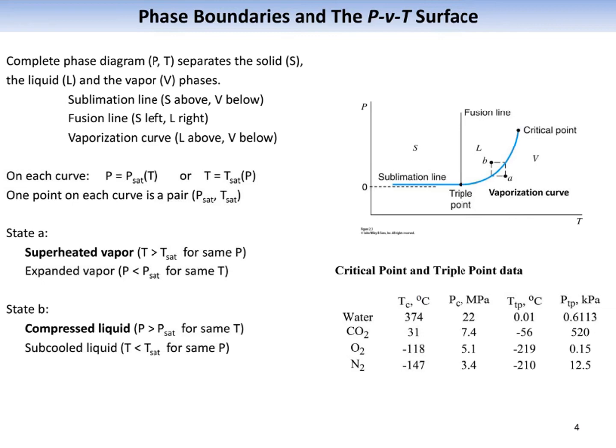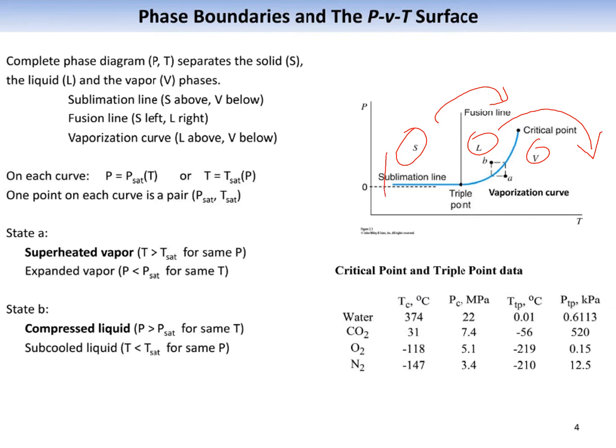You must have seen that there are solid, liquid and vapor phases shown in this PT diagram. So when solid crosses this boundary, it becomes liquid, complete liquid. When liquid crosses this boundary, it becomes vapor.